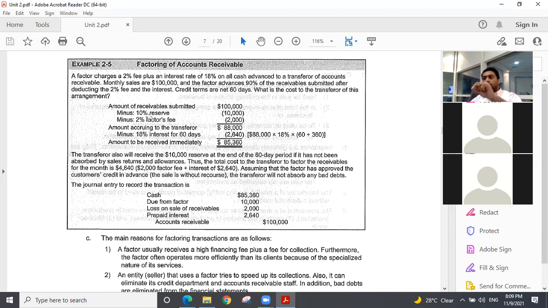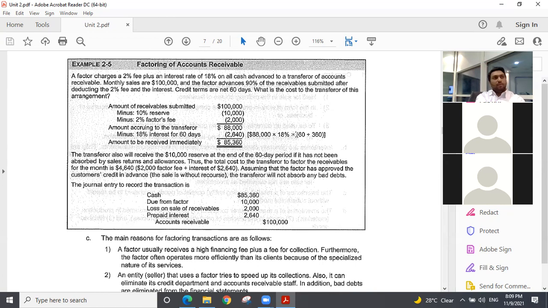That is 2% of which amount? The receivables, not the 90,000 which I am paying. Clear? For the 100,000, I will take 2%. So the balance 88,000 is what I'm going to pay. For this 88,000, I should get interest for 60 days. And the interest charge I am charging is 18%. So 88,000 into 18% into 60 days interest.